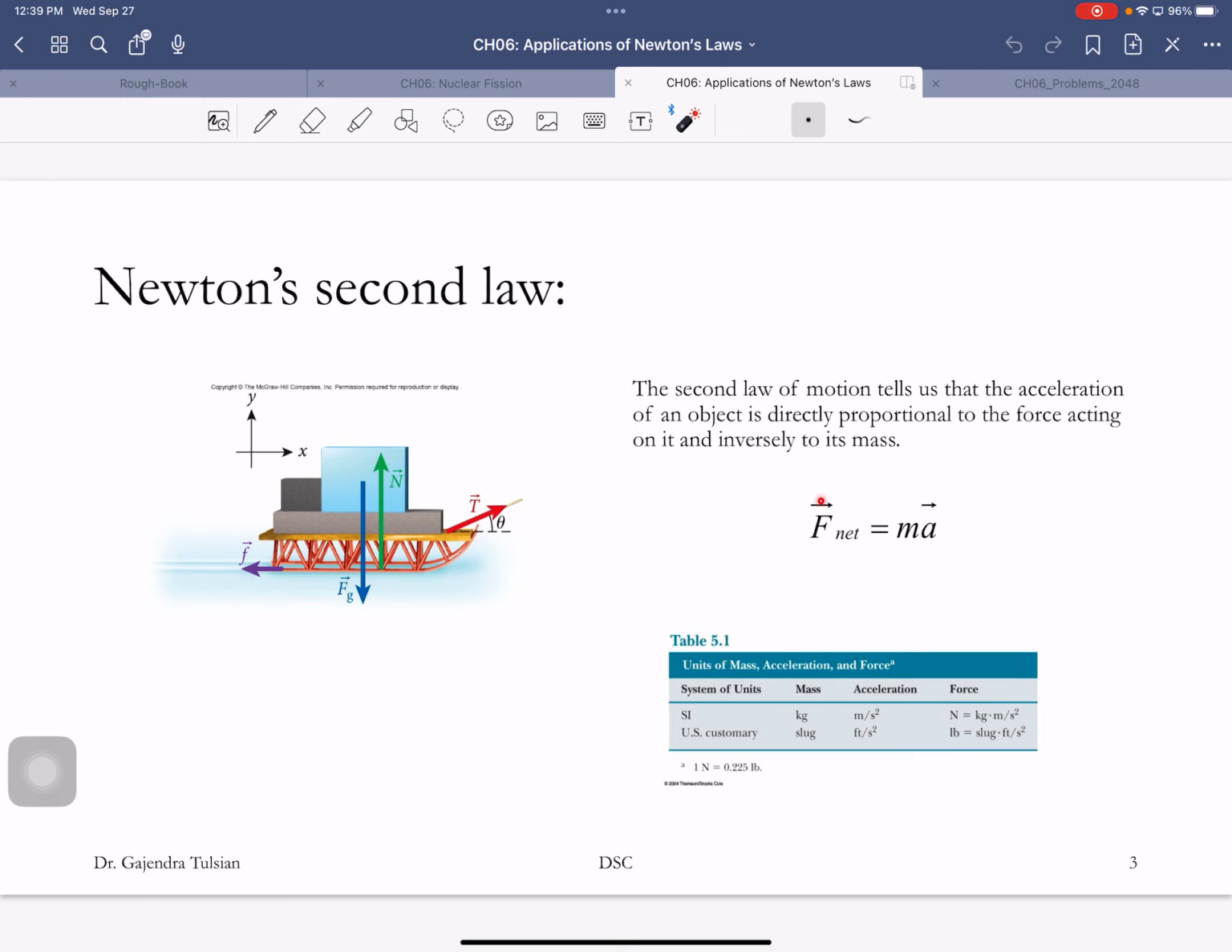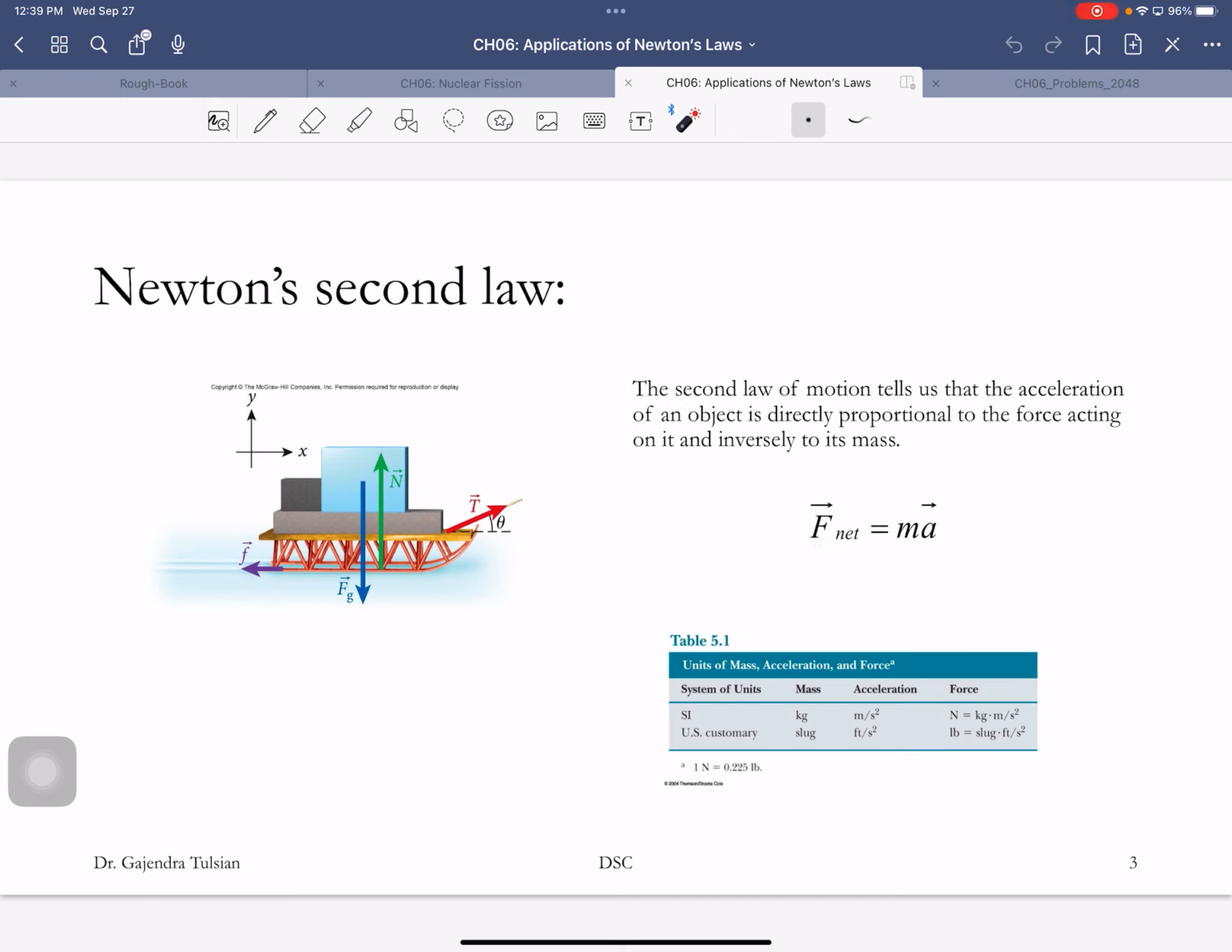And what do you mean by net force? For instance, here's an object where four forces are acting on it: 1, 2, 3, 4. The net force is just the vector sum of these forces. And what this is saying is the acceleration is in the same direction as the force.